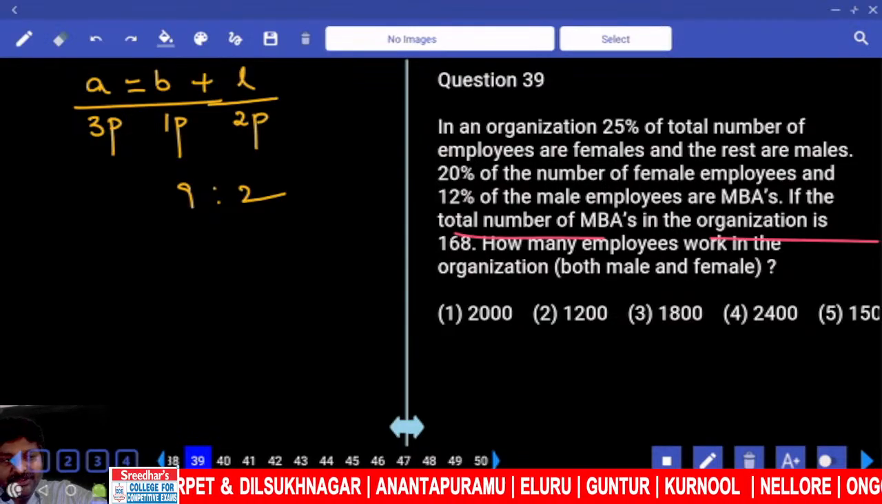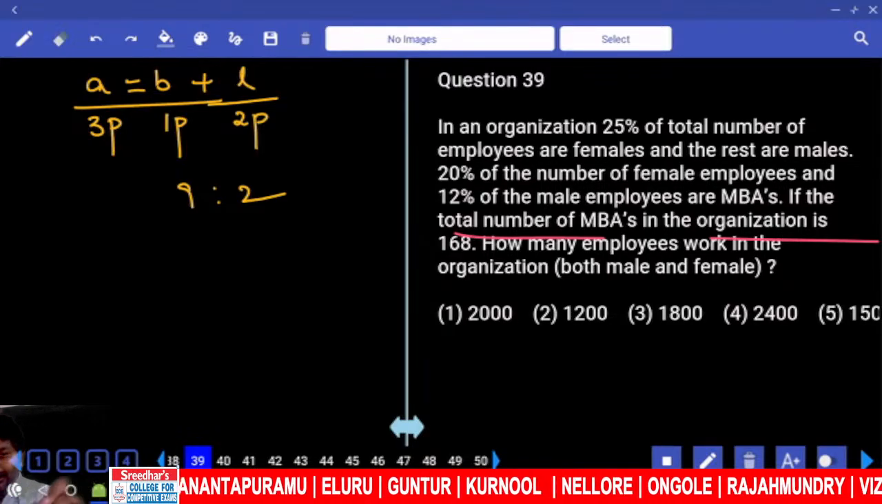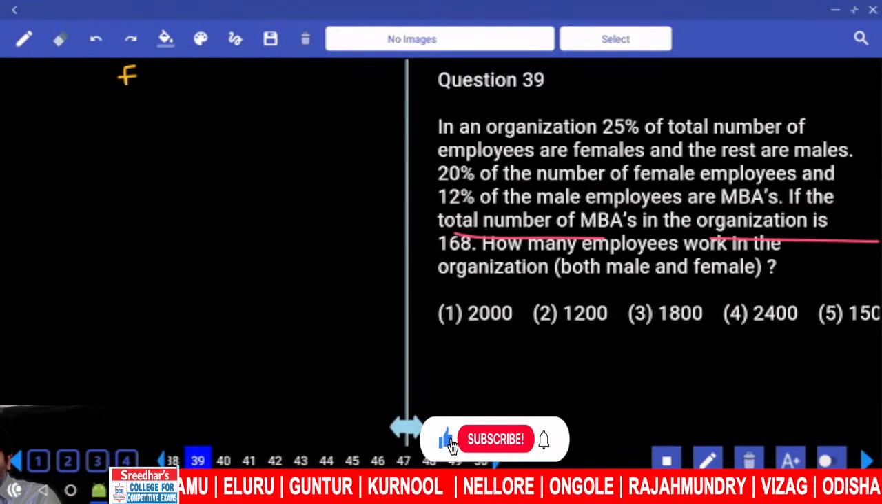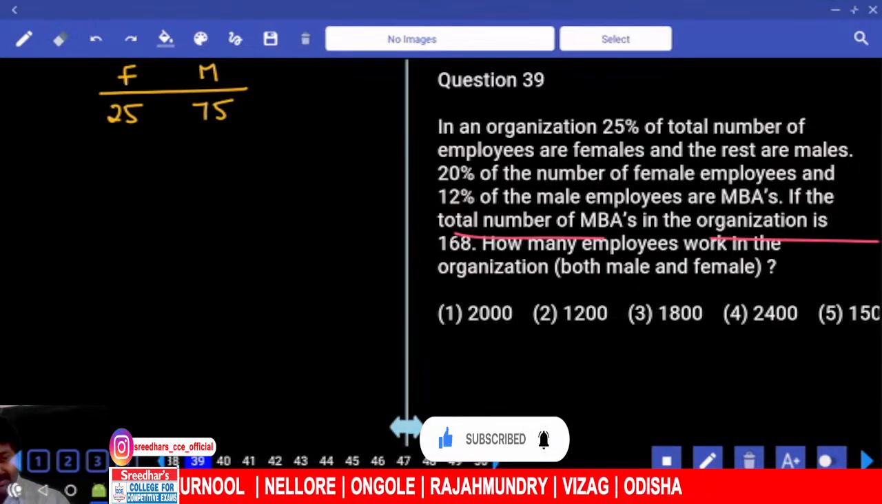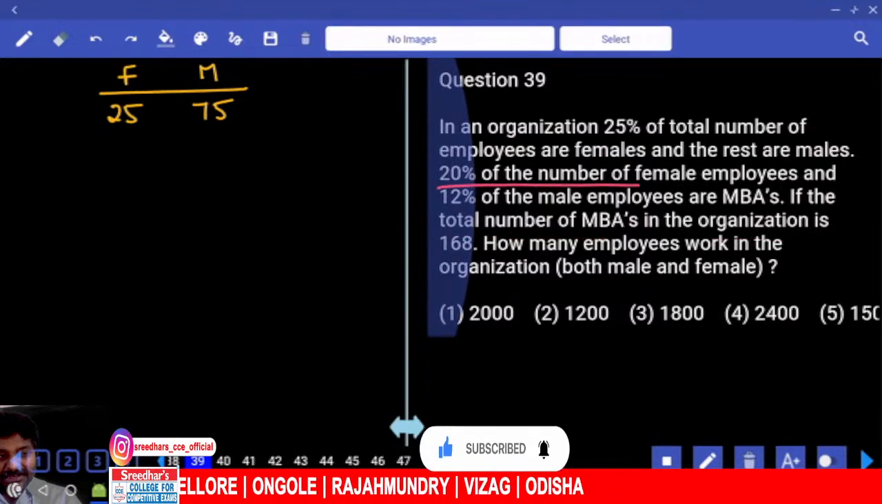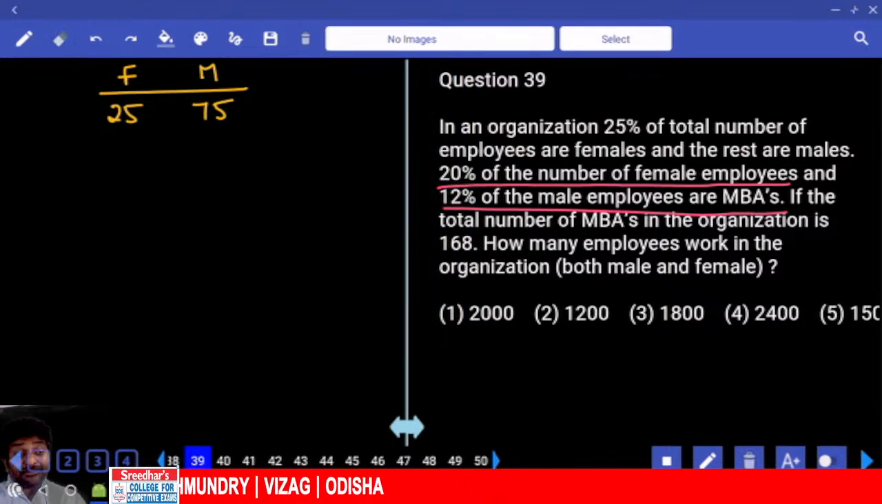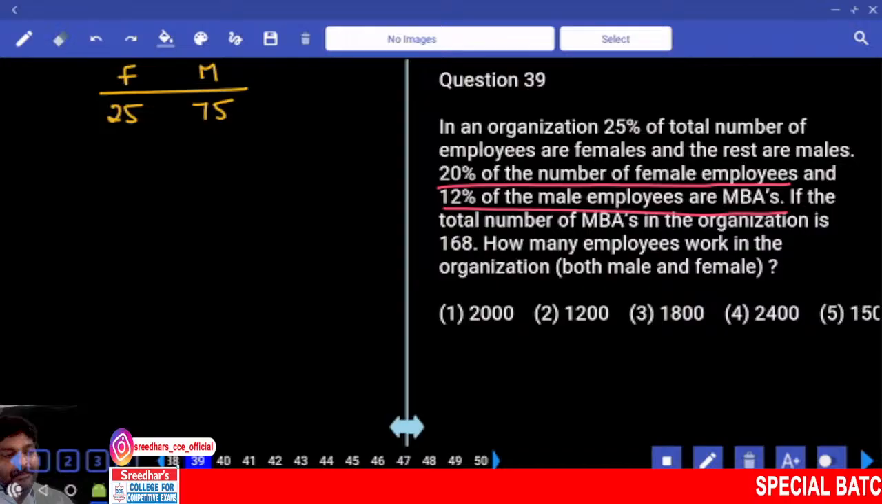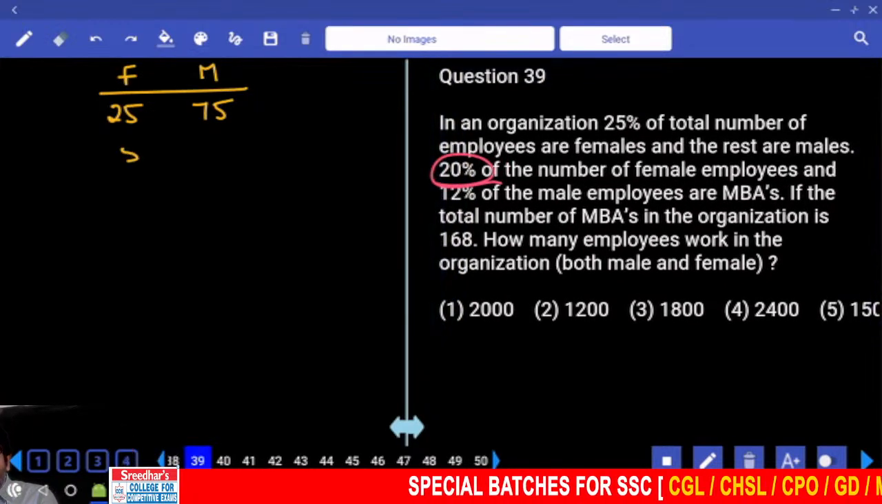In an organization, 25% of total employees are female and the rest are male. So female are 25%, male are 75%. 20% of female employees and 12% of male employees are MBA. If the total number of MBAs in the organization is 168, let's calculate: 20% on female, that is equal to 5.